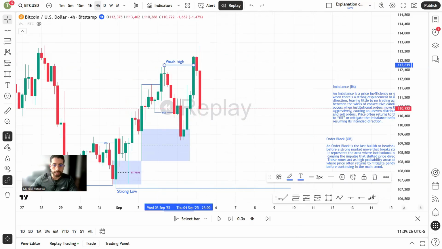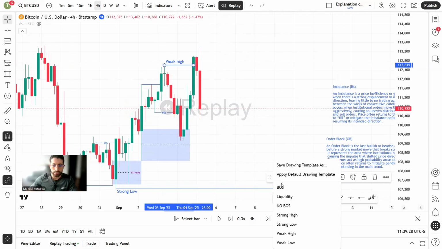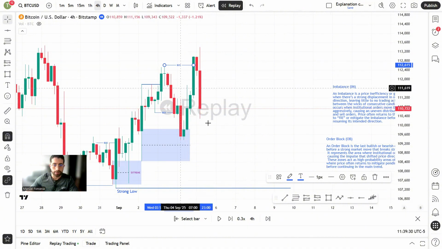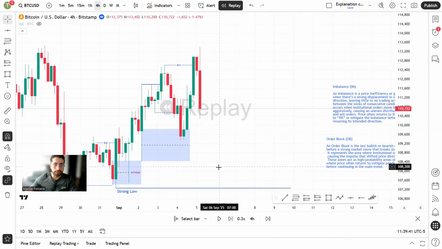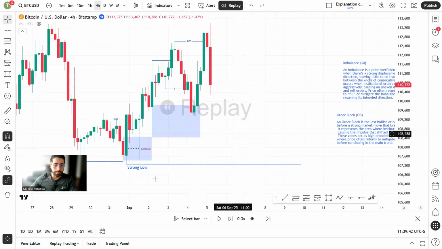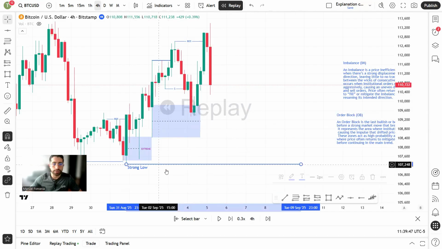So we have to keep updating this information. This weak high becomes an actual BOS, a break of structure. This BOS here becomes a liquidity taken or a liquidity sweep. And this is the most interesting thing. Since we are in a bullish range, this is the strong low, and we have to update it.